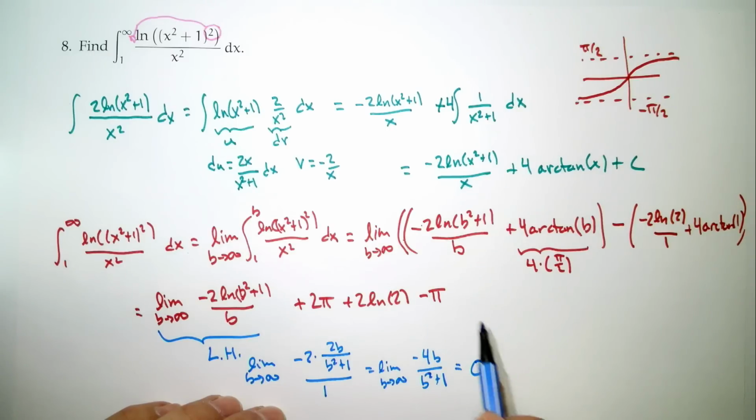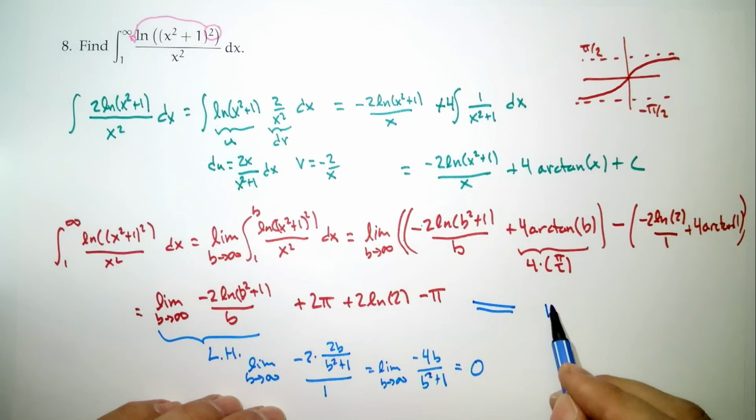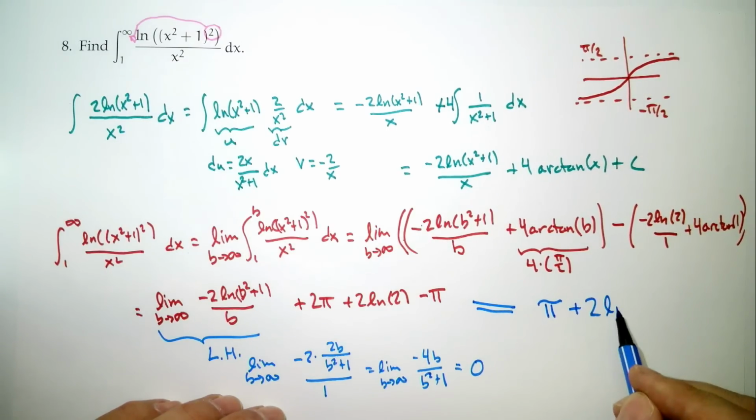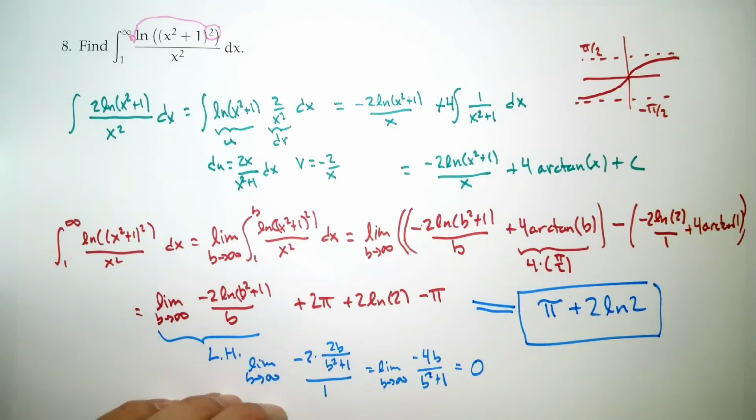We had a 2 pi plus 2 log 2, and then a minus pi. Put it all together, you end up with pi plus 2 log 2. And that's the answer.